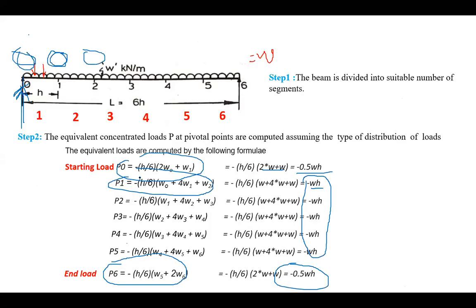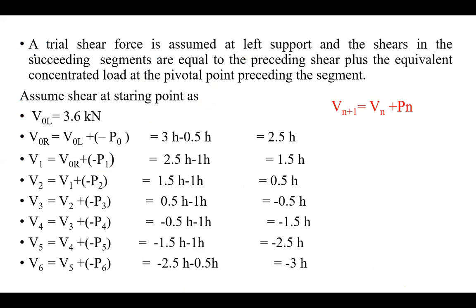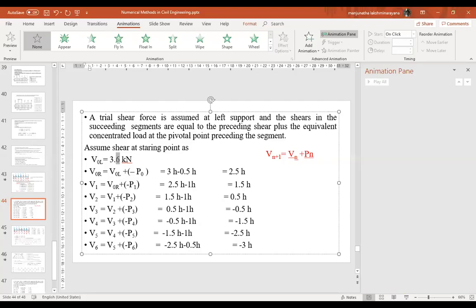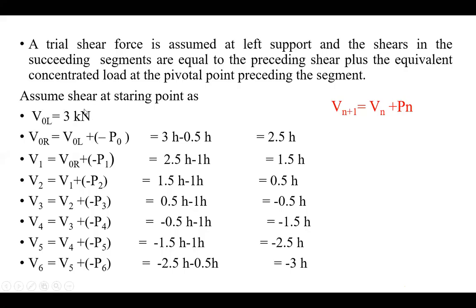So we need to assume the starting shear force. A trial shear force is to be assumed at the left support. This value is equal to 3. So a shear value has to be assumed in the beginning, at the starting point.